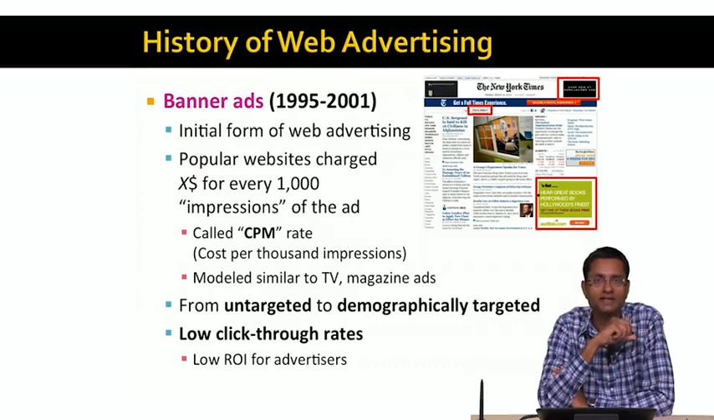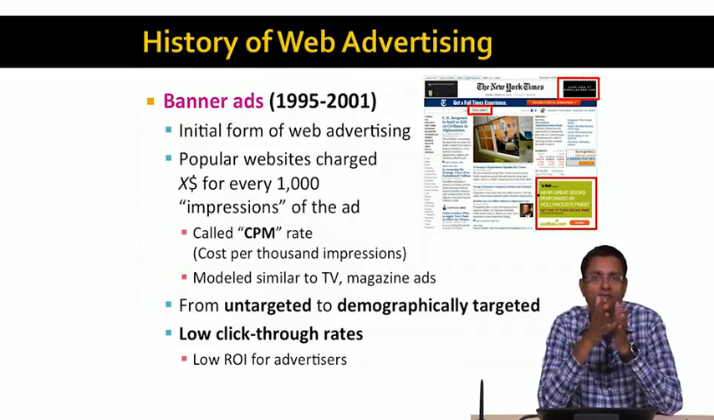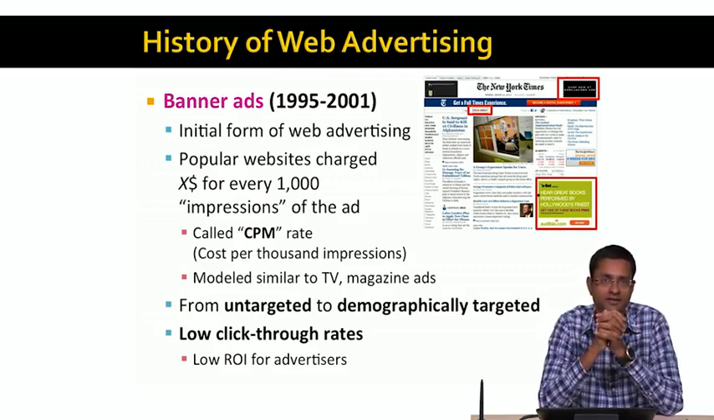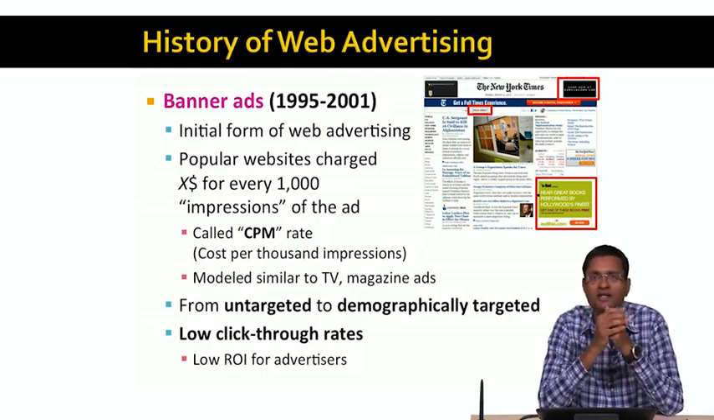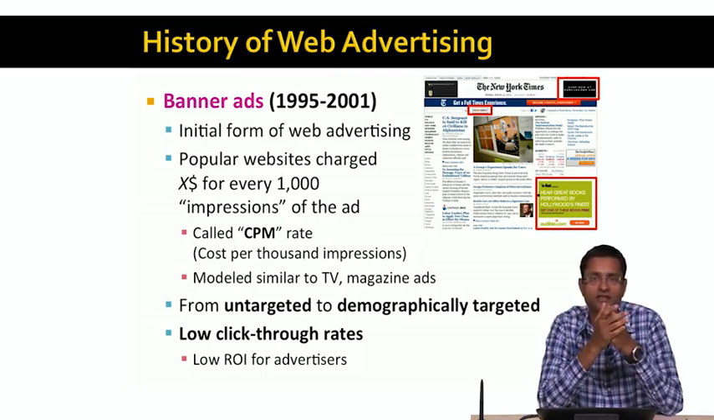And popular websites charged a certain number of dollars for every 1,000 impressions of the ad. This is called the CPM rate, or the cost per 1,000 impressions, where M is the Roman numeral for 1,000, and that's why it's called a CPM rate. And this model comes to us from TV or magazine ads, which are priced similarly based on the circulation of the magazine or the number of viewers of a TV show.